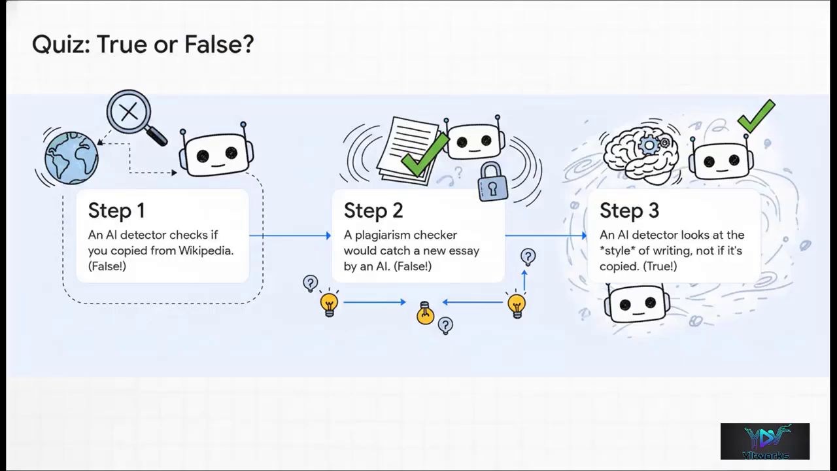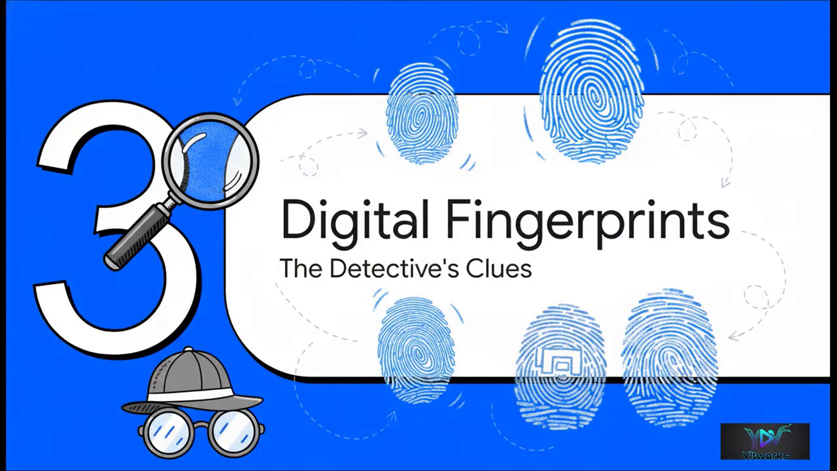You think you got it? Let's do a super quick pop quiz. True or false? Number one, an AI detector checks if you copied and pasted from Wikipedia. What do you think? That's going to be false. That's a job for a plagiarism checker. Okay, number two, a plagiarism checker would catch a brand new essay that an AI just wrote. Also false, because the AI just made it up. It didn't copy it from anywhere. All right, last one. An AI detector looks at the style of the writing, not if it's copied. And that one is absolutely true. Awesome job.